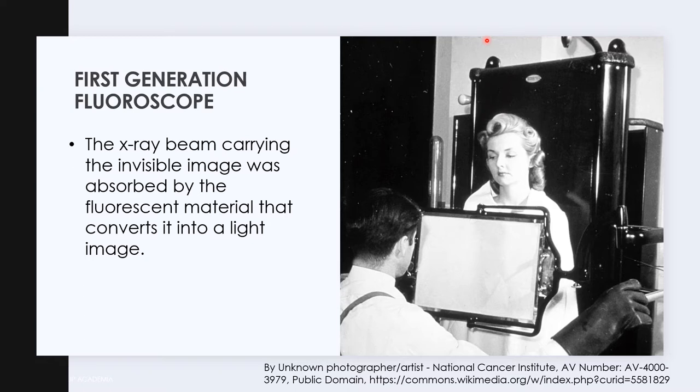Shown here, again in the image, is a male technician taking an X-ray fluoroscope of a female patient. The X-ray tube is behind the patient, and a glass screen with a fluorescent coating in front of the patient makes the image visible. Fluoroscope exams gave much higher radiation exposures than X-ray film images.